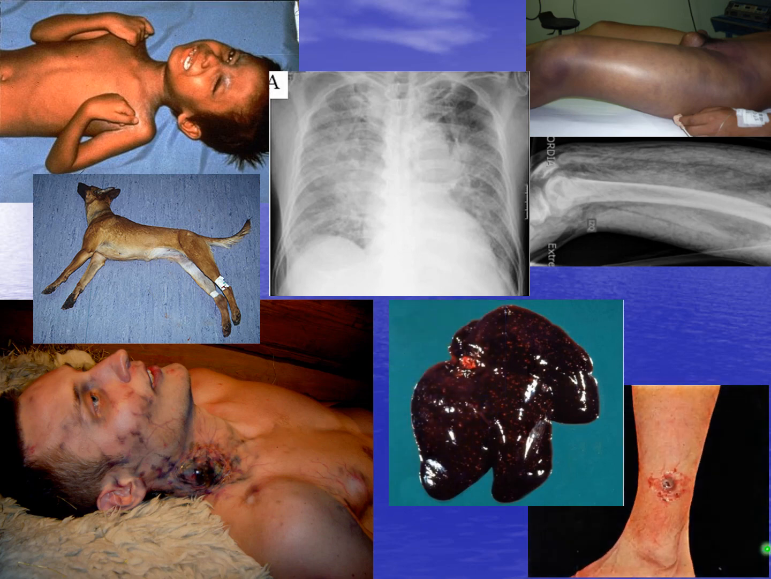And this is actually going to be a Francisella. This is a common lesion that we see with tularemia in humans. This is actually the liver from a wild rabbit, and you'll notice that there are these little spots within the liver, and those little spots are actually colonies of Francisella tularensis.